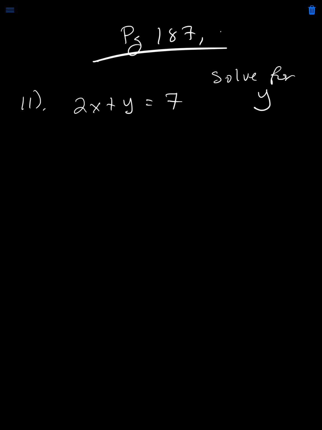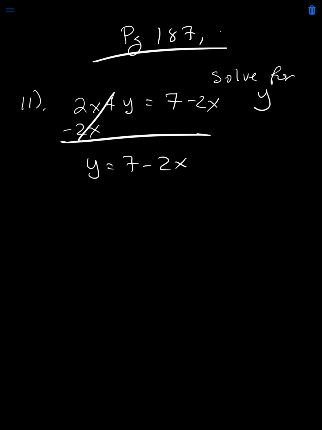I'm going to do number 11. You have 2x plus y equal to 7. And you have to get y by itself, so you're solving for y. So that means to get y by itself, I need to do that by subtracting 2x on both sides.